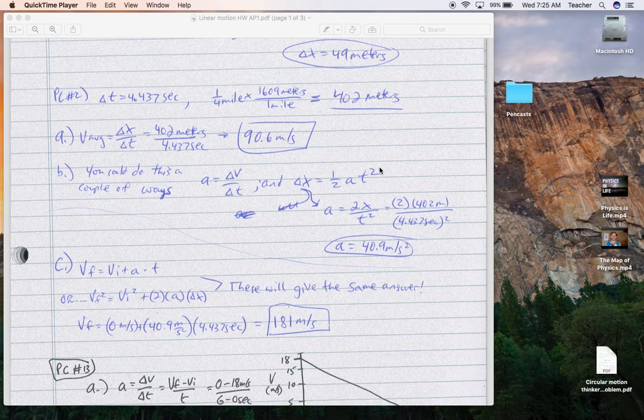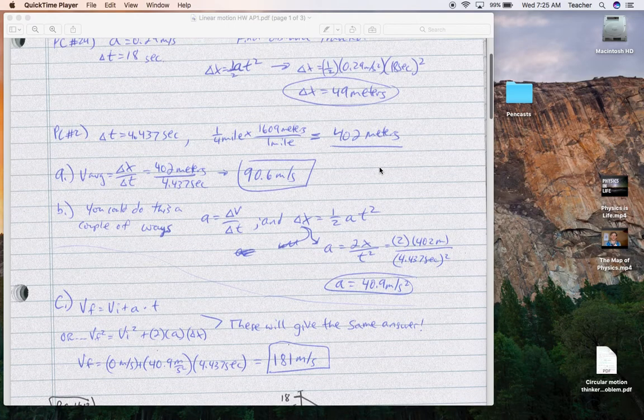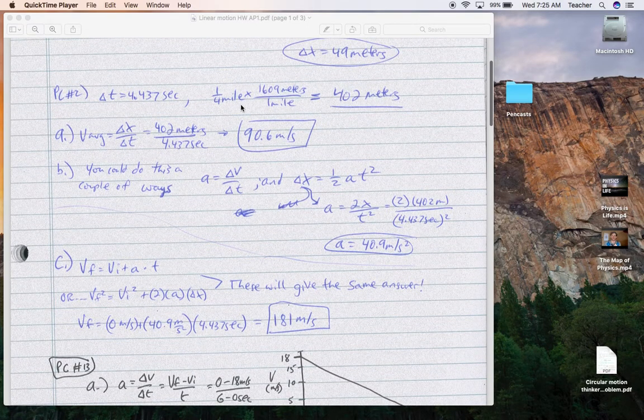For PC number 2, this is a funny car competition, so it gives you the time it takes to go a 1/4 mile, and it's asking about the acceleration and the final velocity. So the first thing I need to do, actually part A is asking about the average velocity. So I know the time. I've got to convert miles to meters. So 1/4 of a mile times 1,609 meters per mile is equal to 402 meters. Actually, I think it's 402.25, but I rounded off. So the average velocity is just that change in position over the time interval. It's 90.6 meters per second.